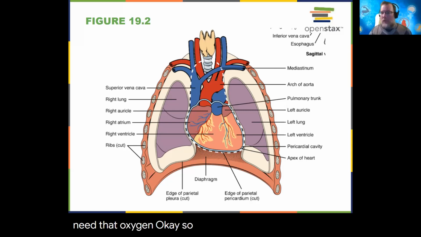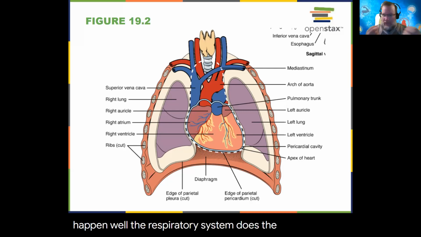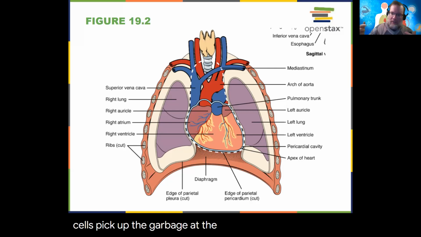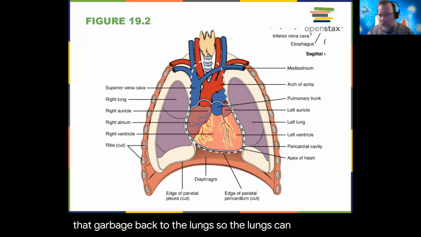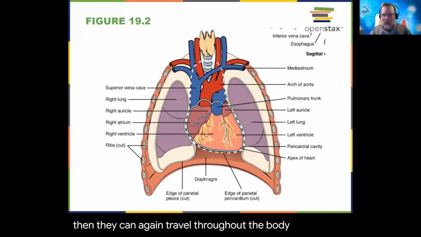Okay, so we're dealing with carbon dioxide out of the body, oxygen into the body. How does all of that happen? Well, the respiratory system does the basic exchange of the gases, but it's the cardiovascular system that's going to drop off the groceries at the body cells, pick up the garbage at the body cells, and then bring that garbage back to the lungs so the lungs can expel that garbage, that carbon dioxide waste, and then bring in the oxygen and give that oxygen to the red blood cells so then they can again travel throughout the body to drop that oxygen off.